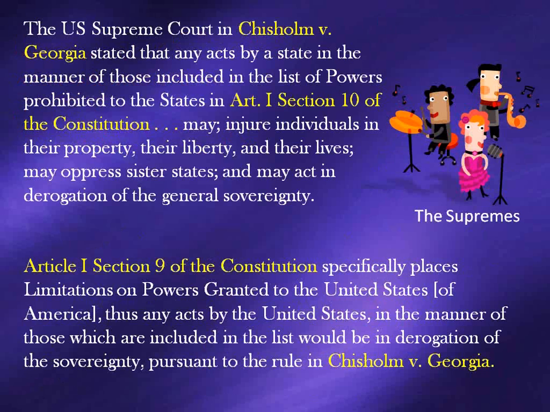to the state in Article 1, Section 10 of the Constitution, which is a very long list, may injure individuals in their property, their liberty, and their lives, may oppress sister states, and may act in derogation of the general sovereignty. Article 1, Section 9 of the Constitution specifically places limitations on powers granted to the United States of America. Thus, any acts by the United States in the manner of those which are included in the list would be in derogation of the sovereignty pursuant to the rule in Chisholm versus Georgia.